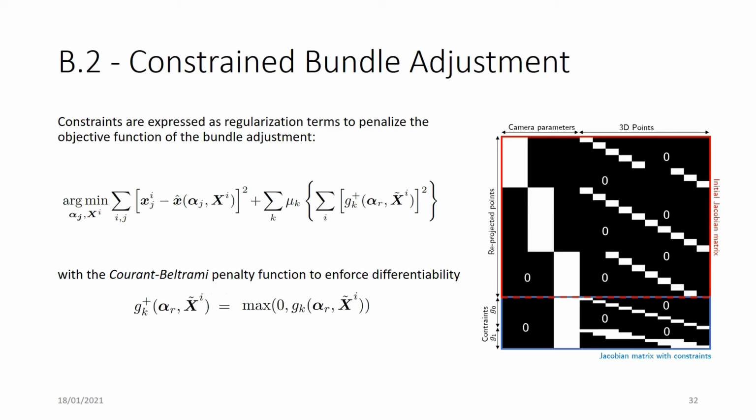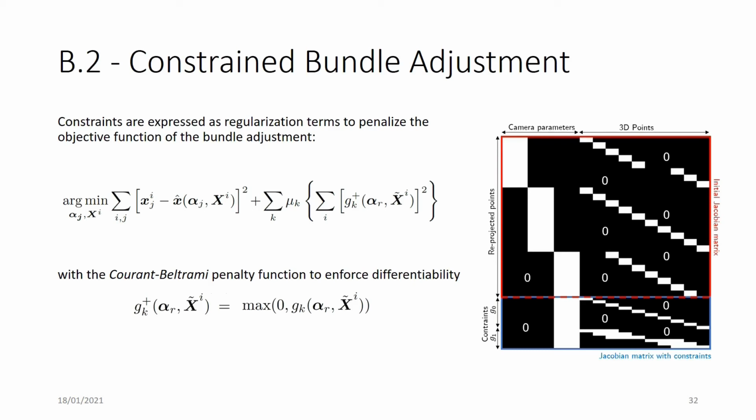So here we will have the constraints at the end of the bundle adjustment, using the current Beltrami penalty function to enforce differentiability. So we use this function here. This means that when we are within the mechanical limits, the penalty will not be activated, and once you go outside the mechanical limits, you will have a penalty term.